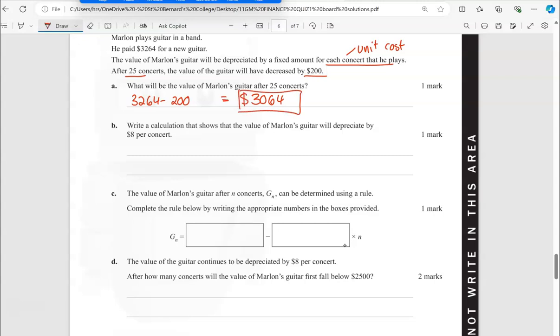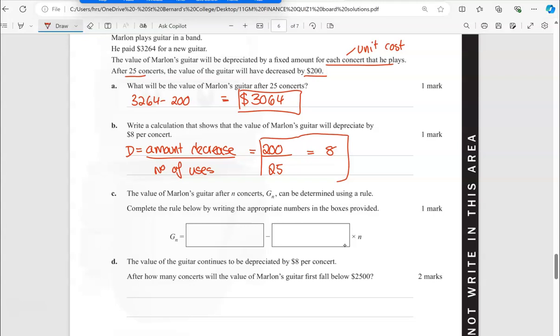Okay, write a calculation that shows that it depreciates by $8 per concert. So what you could do is say D equals, we just look at that formula, the amount decreased over the number of uses. So you could just then write, and you have to show this, it decreased by 200 over 25 uses, so therefore equaled 8. You would have to have at least this to get that mark. If you just wrote 8, you won't get the mark.